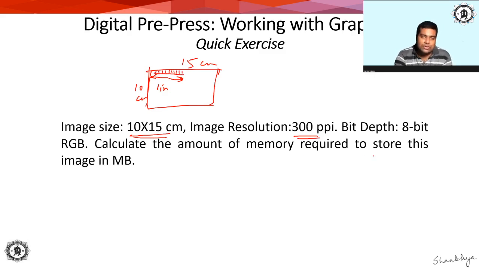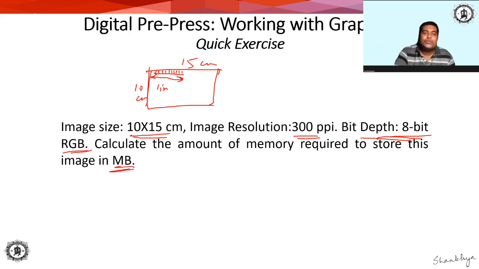I'll be talking about resolution later, but with this information also you can do this math. No problem. Again, another piece of information is given: bit depth, which is 8-bit. Naturally, the next question is, okay, bit depth is fine, but what is the total number of channels in this image? That is also given. It's an RGB image, so a 3-channel image. So these four pieces of information are given to you. Now the question is, what is the total amount of memory required to store this image? And you have to calculate your answer in megabytes.